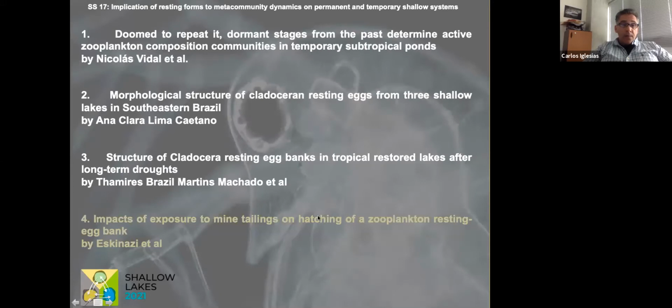Among the 4 presentations, Professora Eneida Eskinazi had some health issues, and her presentation is not part of the session, and we have 3 remaining talks. One coming from Uruguay by Nicolás Vidal, and the other 2 from Jaime Sant'Anna's group in Rio de Janeiro, which will be presented by Ana Clara Lima Caetano and Tamires Brasil Martins Machado. All of them working with collaborators.